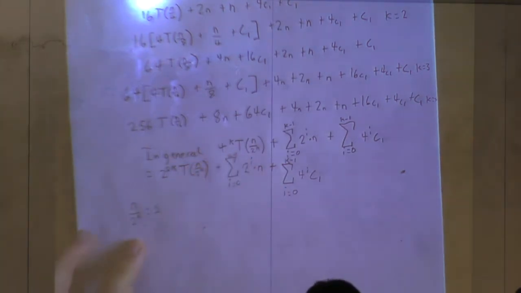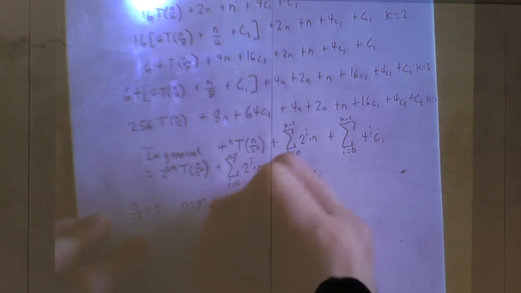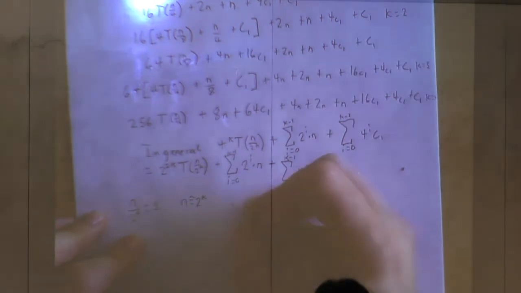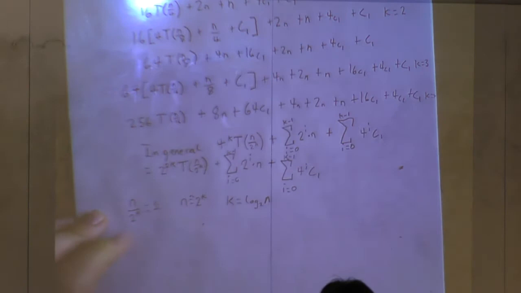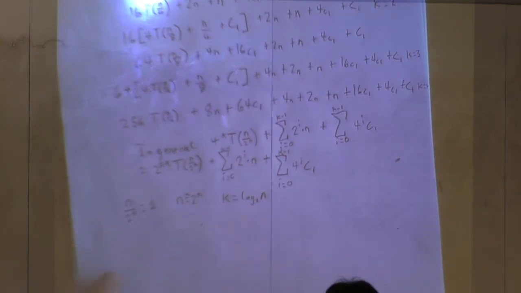So when n over 2 to the k equals 1, we know that n equals 2 to the k, approximately. That's assuming that n is a power of 2, but we're just going to do that because it makes it a little easier. And the last thing we know is that k is equal to the log base 2 of n. Okay, so now we're going to rewrite our summation in terms of these facts that we just know when we hit our base case.